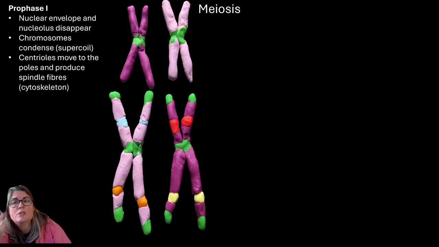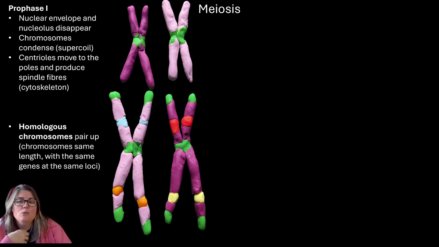Then we have the centrioles move to the poles and start to produce these spindle fibers, these cytoskeleton proteins which are going to attach to the centromeres, and they are going to pull them apart when we get on to that point of reduction division. So homologous chromosomes then are chromosomes which have the same length with the same genes at the same location.